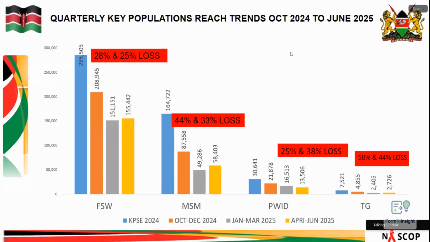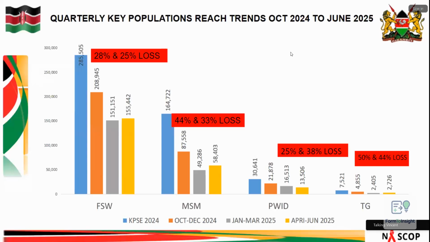For the PWID, we were able to reach 21,000 in the quarter ending December 2024. In the quarter ending March 2025, we were able to reach 16,000, a drop of around 25%, and then a drop of 38% for the quarter ending June, where we were able to reach 13,506.